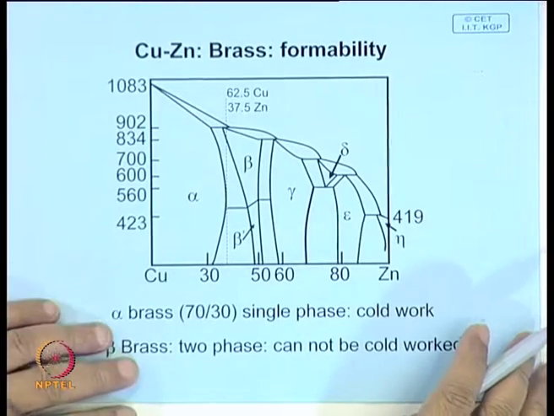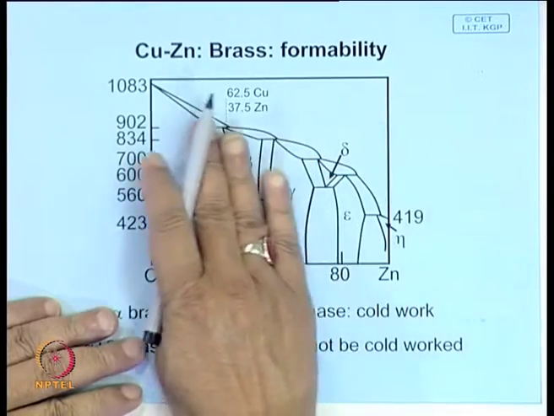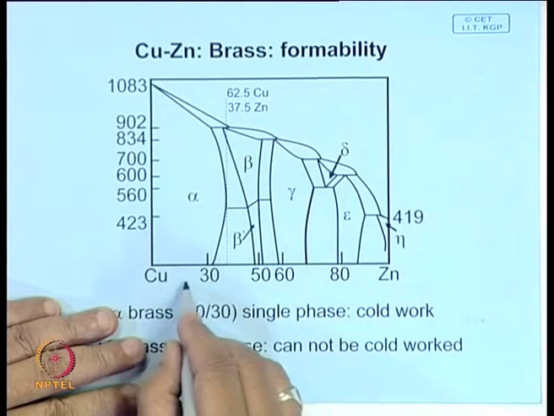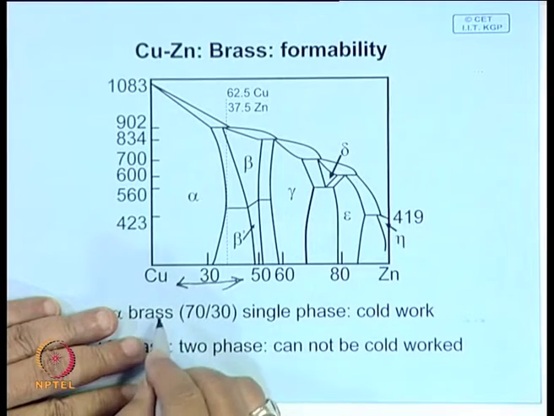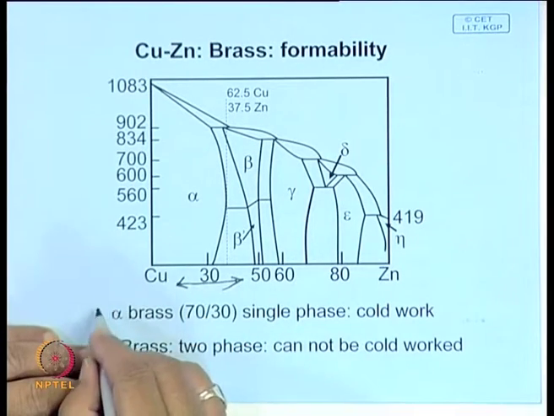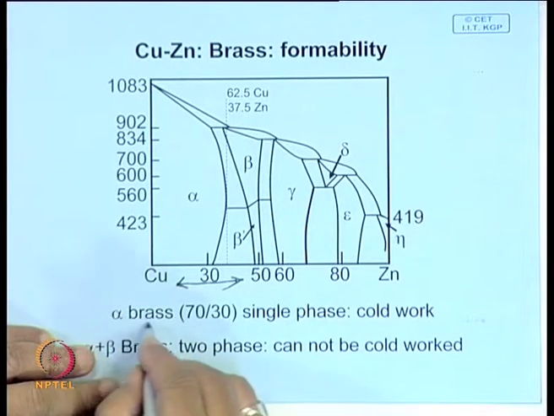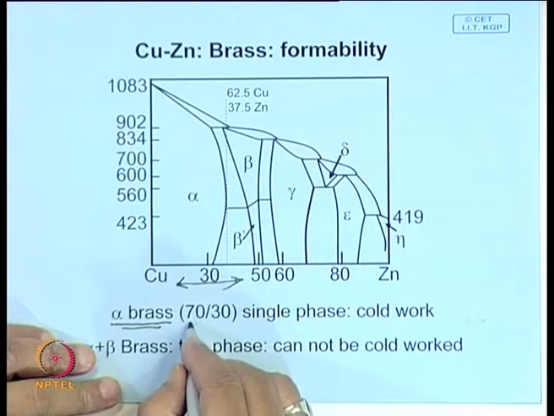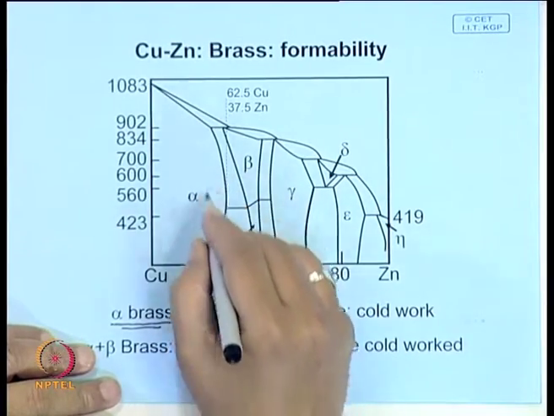Last class we talked about the phase diagram. This is the typical phase diagram of brass, and usual commercial brasses are within these regions only. One of the common brasses, very popularly known as cartridge brass, is an alpha brass. It is a single phase. It contains 70% copper, 30% zinc, somewhere here. This is a single phase material.